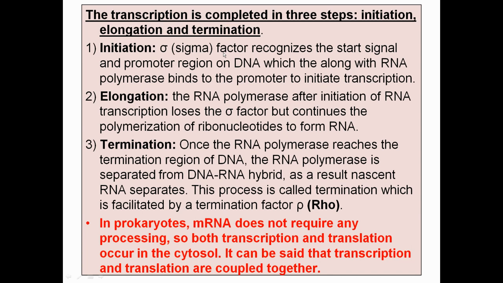Next step is elongation. The RNA polymerase, after initiation of RNA transcription, loses the sigma factor but continues to polymerize ribonucleotides to form RNA. Next is termination. Once the RNA polymerase reaches the terminator region of the DNA, the RNA polymerase is separated from the DNA RNA hybrid. As a result, the nascent RNA is separated from the DNA. This process is governed by a factor referred to as rho factor. So the initiation factor is the sigma factor and the termination factor is the rho factor. Okay, these are the cofactors which are actually associated with the enzyme.